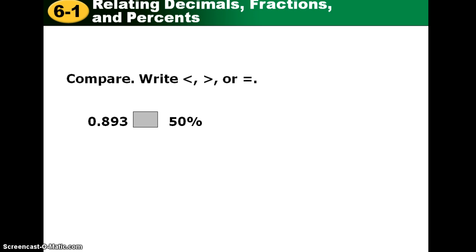We have a decimal and a percent. You could get them both as decimals, both as percentages. Again, percentages are easier because then you're often comparing whole numbers. So if you multiply 0.893 by 100, you move the decimal twice. That's 89.3%. And 89.3% is greater than 50%.